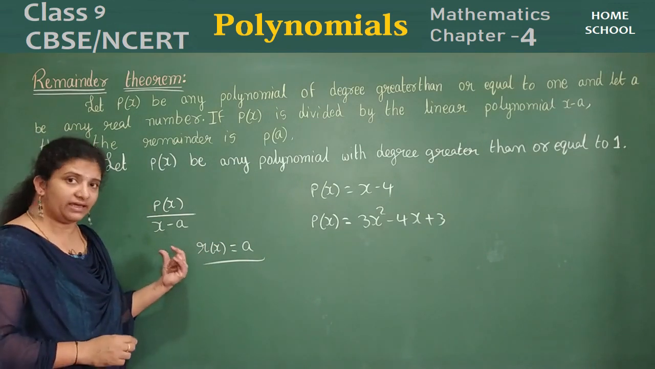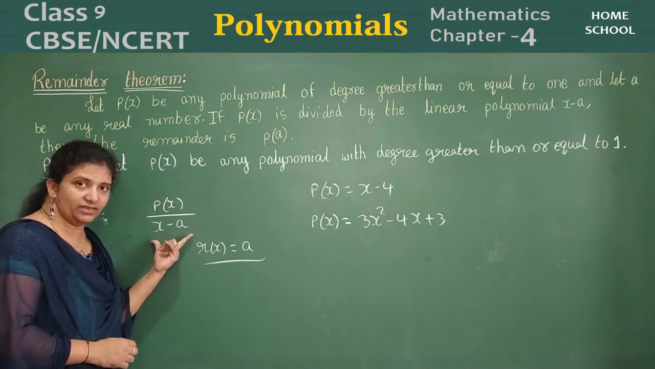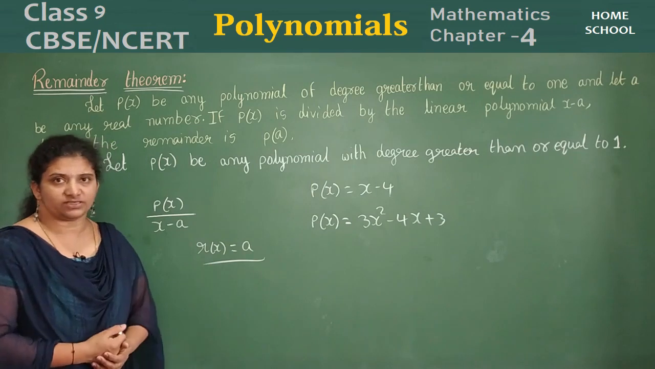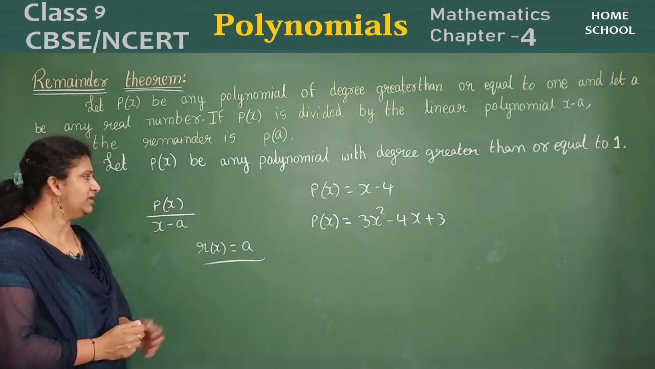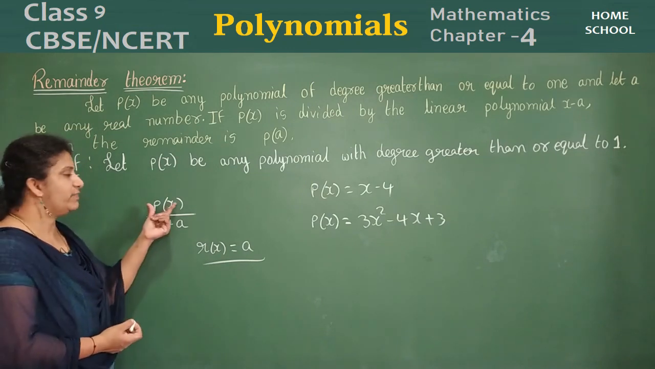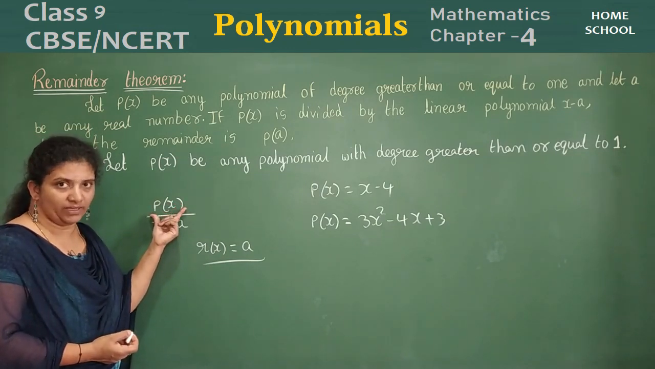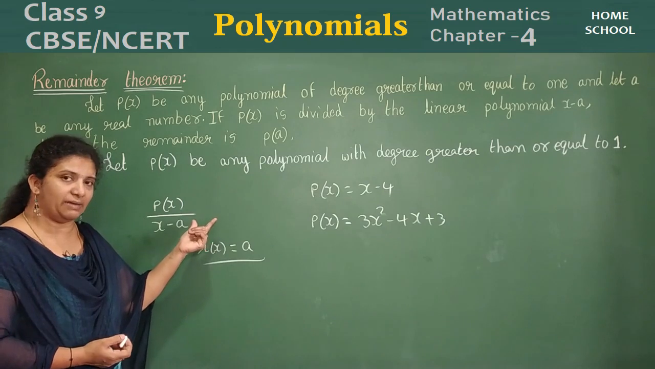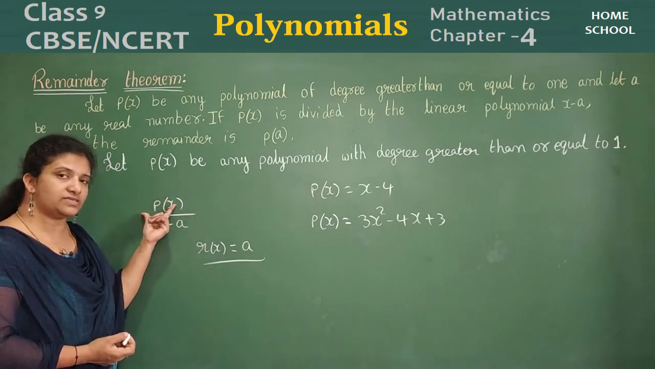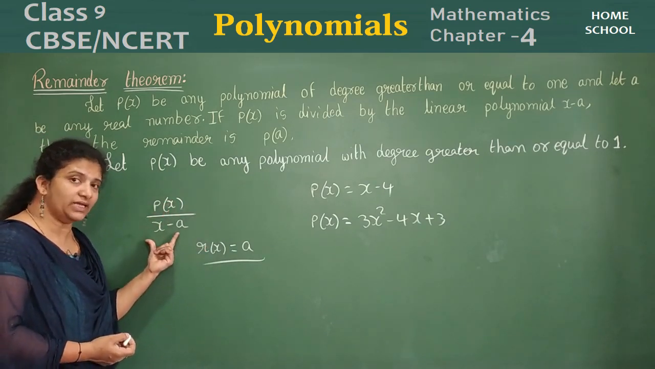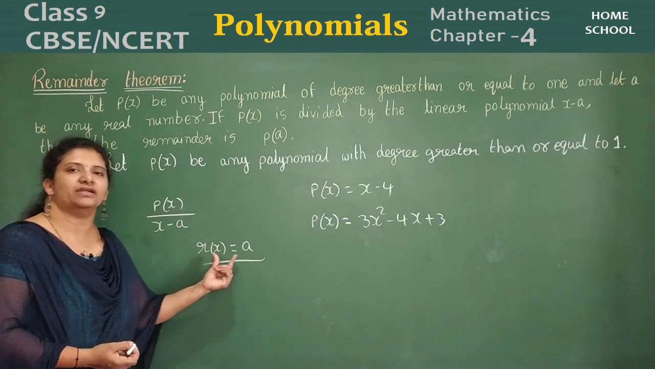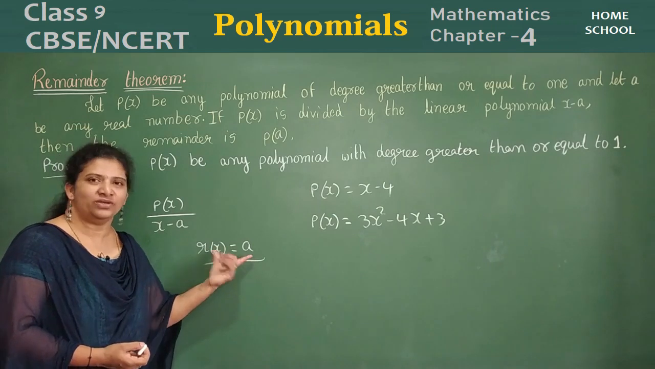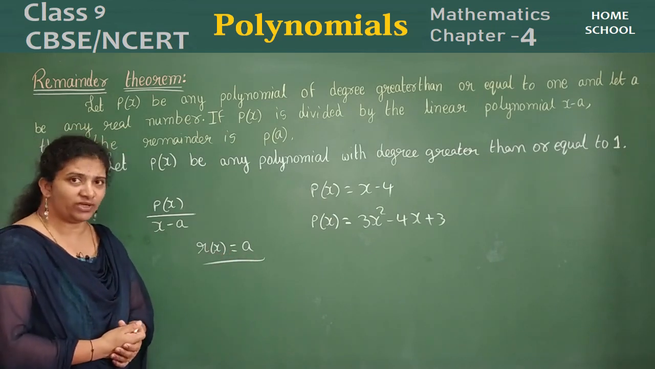This is actually a theorem. They have given this and you need to prove this. Understand the question carefully here, children. If p of x is a polynomial, and a is any real number, and p of x is divided by another linear polynomial x minus a, then the remainder will be p of a. You need to prove that. So let's start proving here.